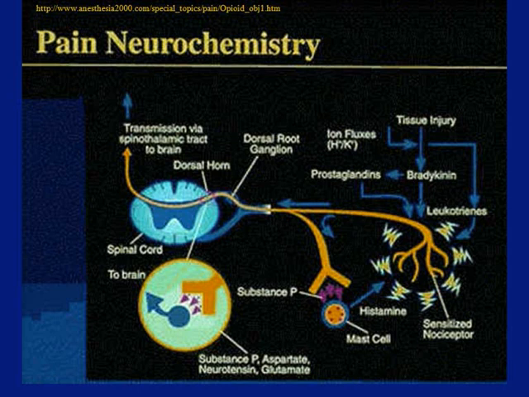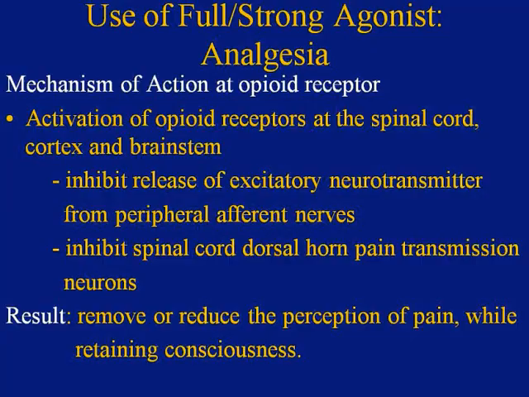There are a lot of opioid receptors on the neurons at the dorsal horn, and activation of these opioid receptors will inhibit the pain transmission signaling, and the result will be that the patient does not feel the pain, although the patient is still conscious.